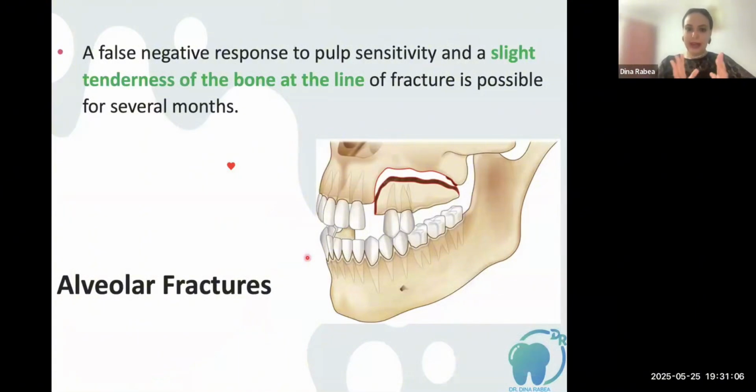Again, from the guidelines, a false negative response to pulp sensitivity is not enough to start endodontic treatment, even after several months. And again, it's very normal at the time of healing to have tenderness at the bone line of fracture. This is not an indication of a pathosis.